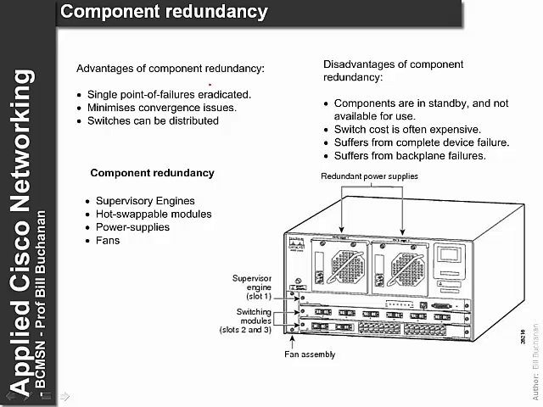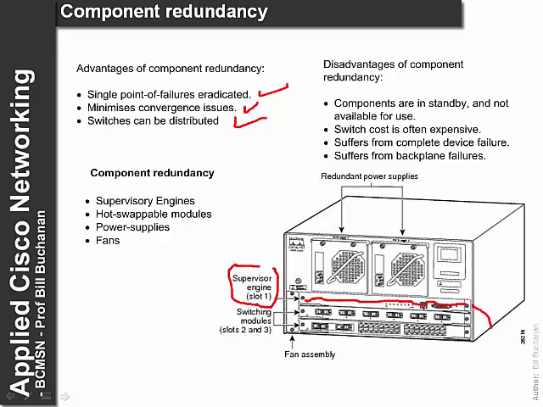So for component redundancy, we get rid of the single point of failure. We also help in convergence issues in that we have a single switch which is dealing with the redundancy, and also that switches can be distributed. So the typical types of redundancy that we have is that we have alternative supervisory engines. We can see here we can plug another one in here into slot 1. So if the main supervisory engine fails, then the secondary one can actually take over instead.